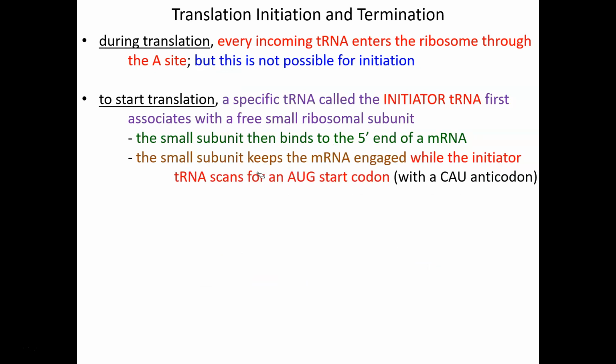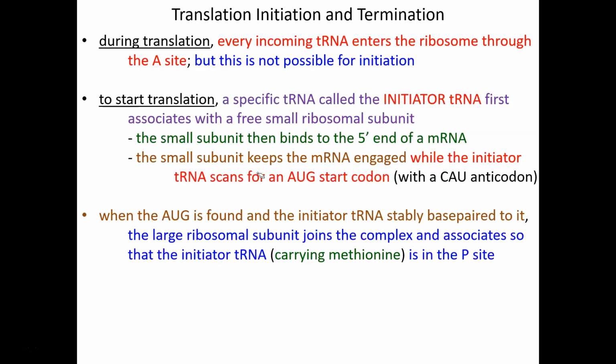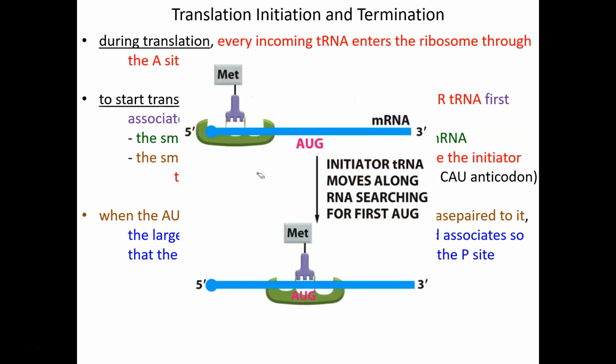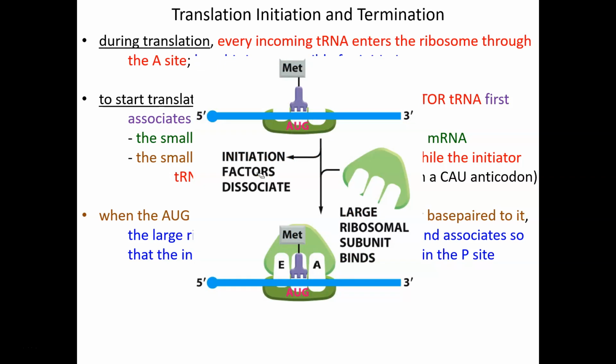That small subunit keeps that messenger RNA engaged with the tRNA, and then we scan for that start codon. Once that start codon is reached, everything stably associates, and the large subunit of the ribosome will now join the party. And it will join in such a way so that the initiator tRNA is in the P site. Once this has occurred, we're ready to go into the process of translation like we talked about before.